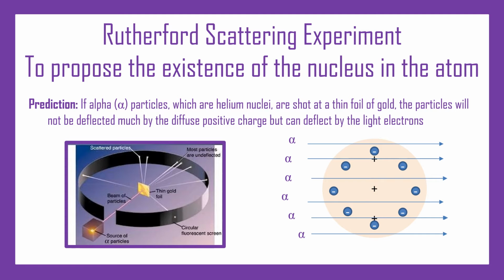Through this hypothesis, we can predict that if alpha particles, which are helium nuclei and positive in nature, are shot at a thin foil of gold, which must have atoms of gold, the alpha particles will not be deflected by the positive charges, but can deflect from the negative charges, as you can see in this diagram. Alpha particles are easily passing through the positive charges and can deflect through the negative charges. And this is the whole setup of the experiment that was conducted by Ernest Rutherford.